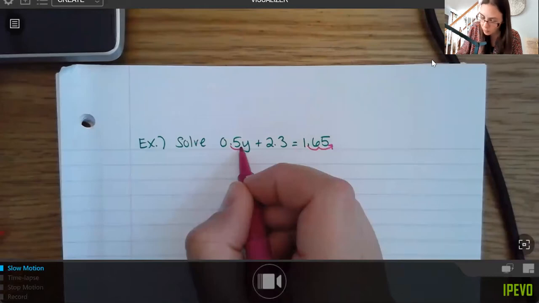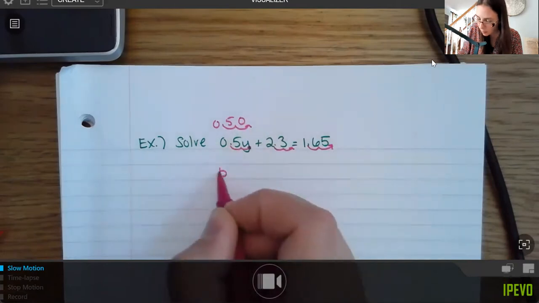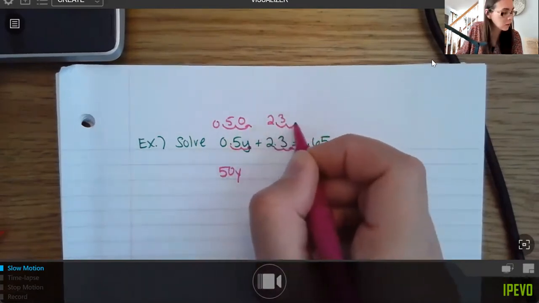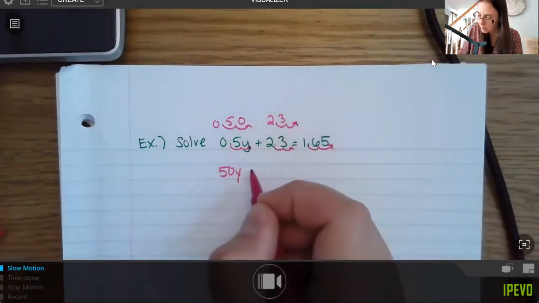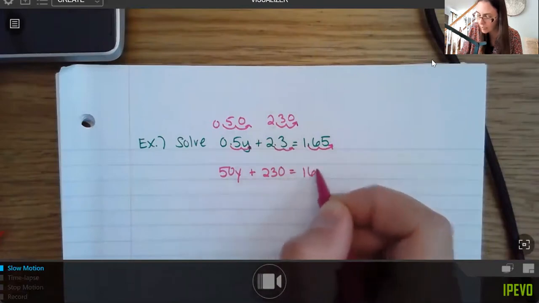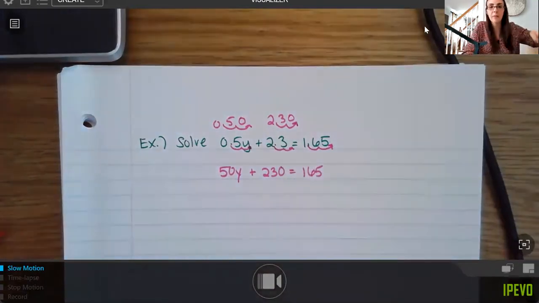And if you need to, rewrite that. 1, 2. So this becomes a 50y. Here, 1, 2. Again, this becomes a 230 and then equals 165.